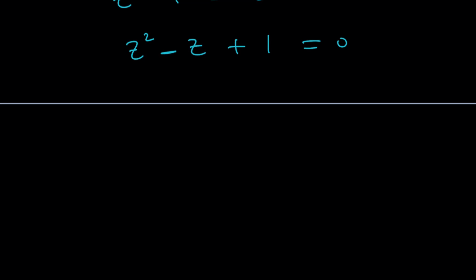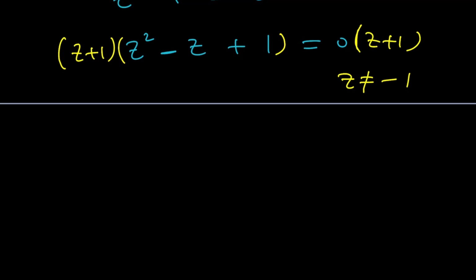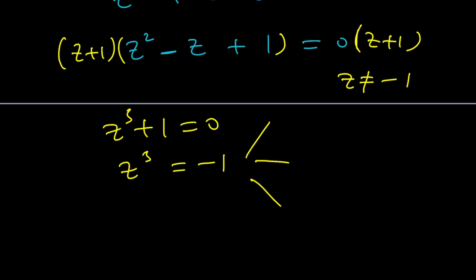So this equation is well known, because if you multiply both sides by z plus 1, that should still give you a valid equation, but you just have to make an assumption that z does not equal negative 1. This gives you z cubed plus 1 is equal to 0, which means z cubed equals negative 1. So we're basically talking about cube roots of negative 1, but z cannot be negative 1, because one of the cube roots of negative 1 is negative 1. We don't want that. What about the other ones?